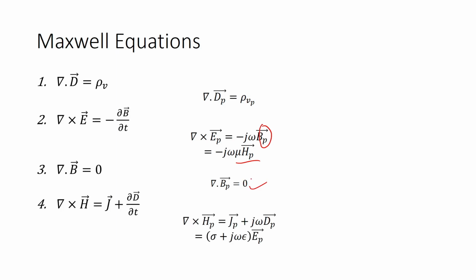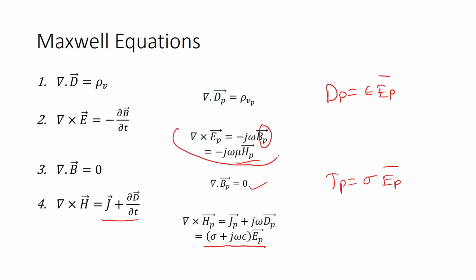But interestingly, del cross H bar, which was equal to J bar plus dou D bar by dou t, when in phasor form, this del cross Hp bar is equal to Jp bar plus j omega Dp bar. But this Jp bar can also be written as sigma Ep bar, and this Dp bar can be written as epsilon Ep bar. Therefore, del cross Hp bar is written as sigma plus j omega epsilon times Ep bar. Now, these two are purely in terms of electric field intensity and magnetic field intensity. And let us see how they work.